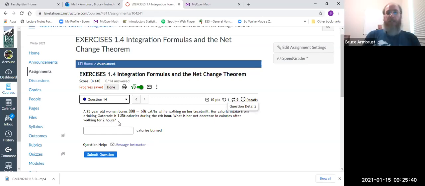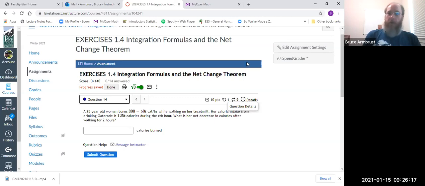If we plug in 2 for t right now, all that's going to tell us is how many calories are being expended at that point in time, right? So like if you plugged in 2 right now, you'd get 300 minus 100, which is 200. And that's saying that she's burning 200 calories per hour, because this function is telling us a rate of calorie expenditure, right? And then this 125t, that's the rate of calorie gain.